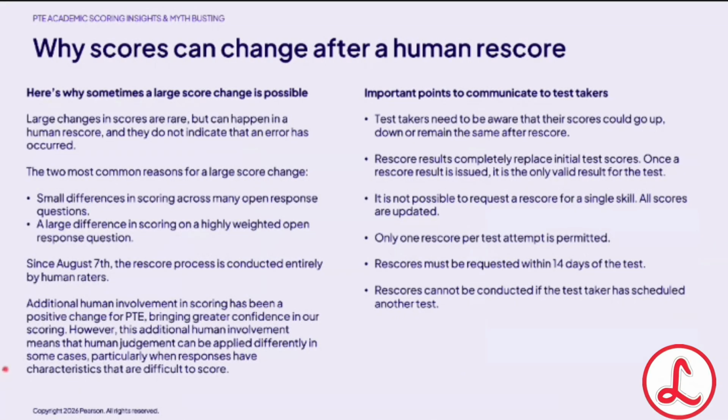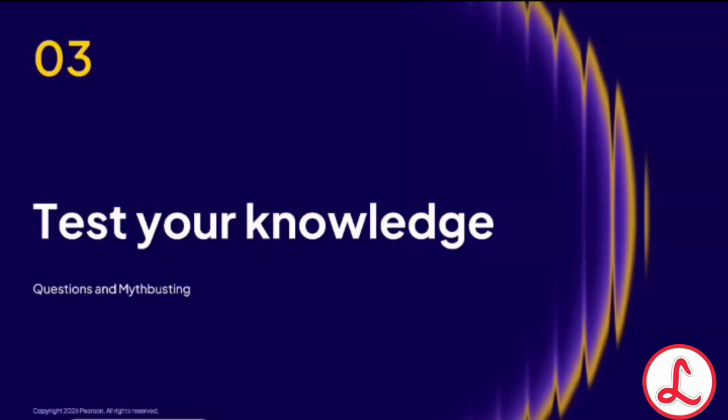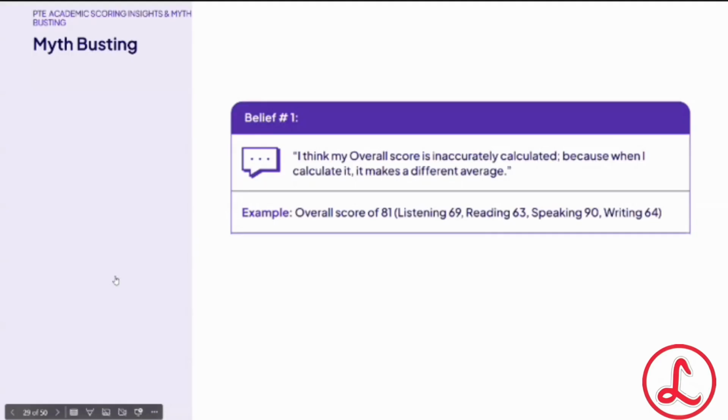I'm going to leave this question here for now. This is covered fully in the actual document itself, but this explains a bit more why scores can sometimes change when a test taker requests a rescore. Just know we're coming up towards the end of our session, so if you bear with me, one takeaway from this session, I hope everybody remembers that one. Overall score is not an average. Overall score is based on every response in the test, all scored together. And it's calculated separately from your skill scores.